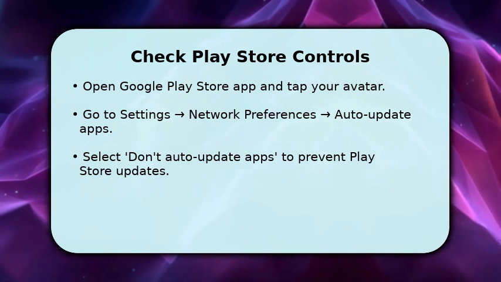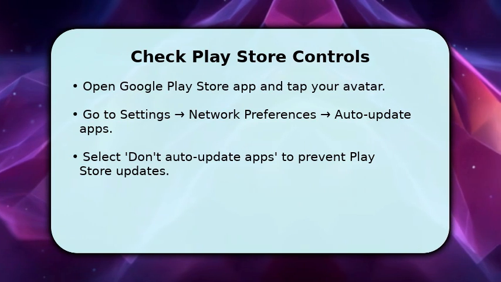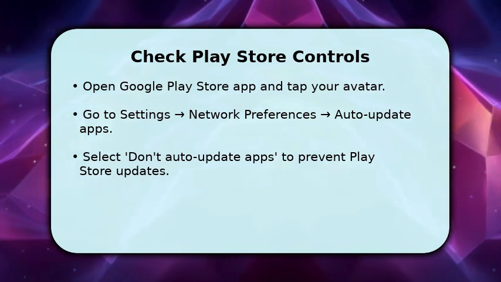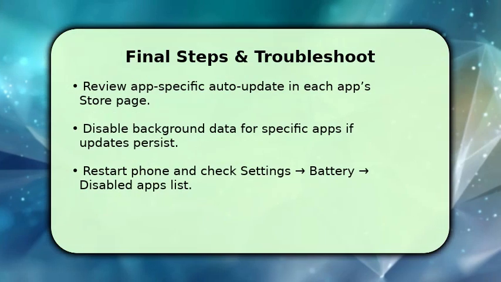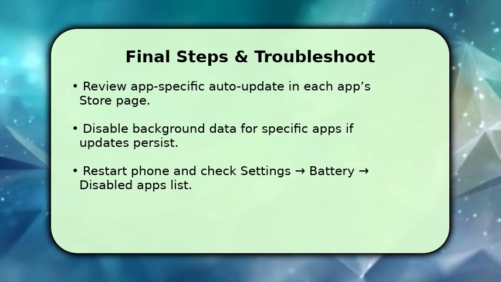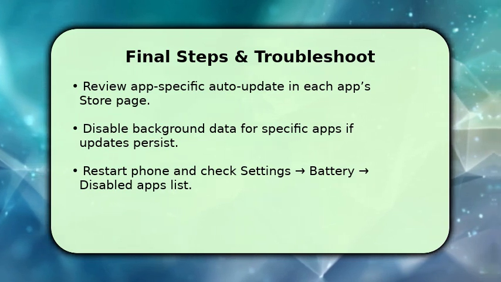Once done, make sure any work profiles or secondary users repeat these steps, since profiles can have independent settings that still install updates automatically. Finally, inspect individual apps. Open their page in Galaxy or Play Store and uncheck Auto Update per app if you need fine control.